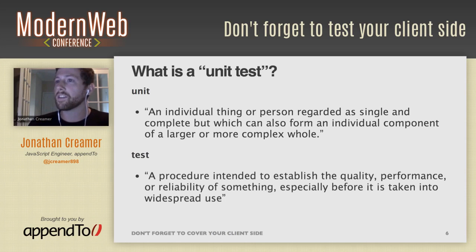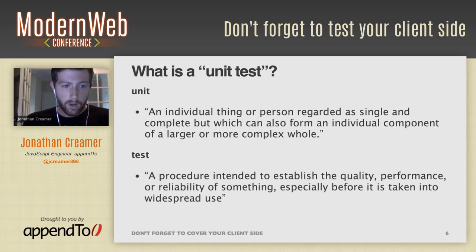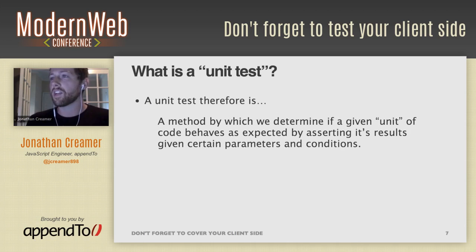First of all, a unit is an individual thing or person regarded as single and complete, but which also can form an individual component of a larger or more complex whole. And secondly, a test is a procedure that is intended to establish quality, performance, or reliability of something, especially before it's taken into widespread use. Right? So I really like those two definitions, and if you combine those two things together, you get this idea that a unit test is a method by which we determine if a given unit of code behaves as expected by asserting results given certain parameters and conditions.